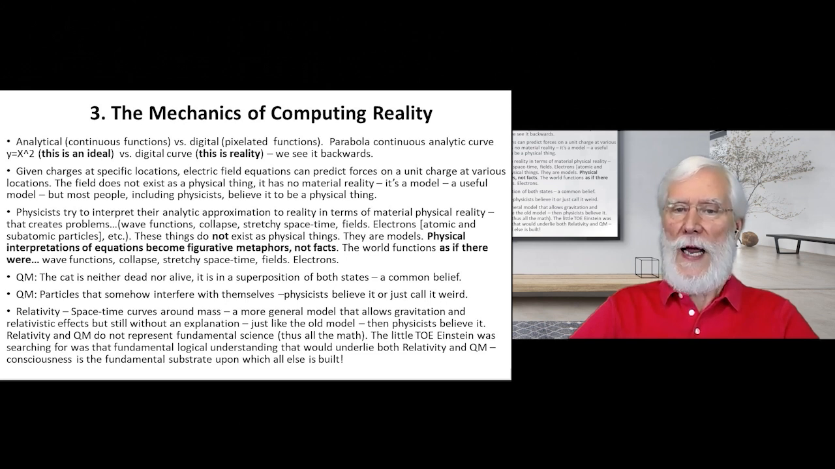The same with collapse. Collapse of the wave function to a physical event, to a physical particle. There is no wave function, there is no collapse. And we're going to see that in this Schrödinger cat explanation just in a little bit. So things like wave function and collapse and stretchy space-time, space-time stretches when you have a large mass. And the analog or the metaphor that people always tell you, it's like the bowling ball on the trampoline, okay?